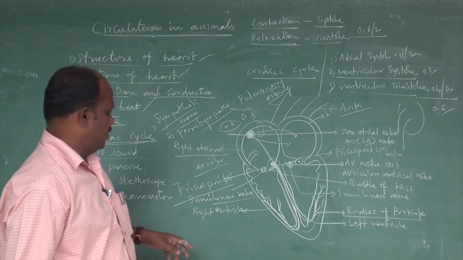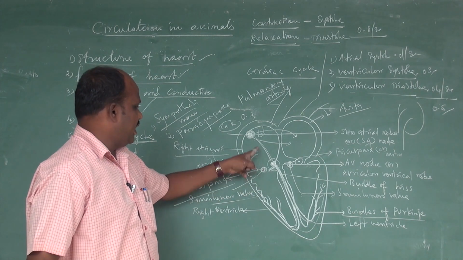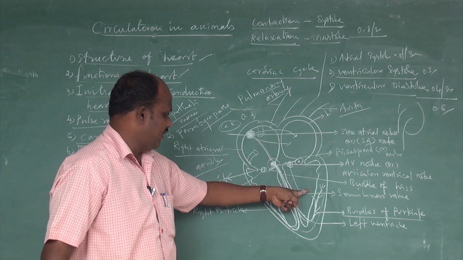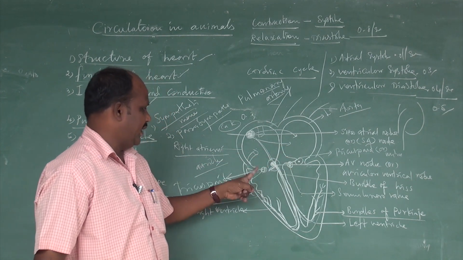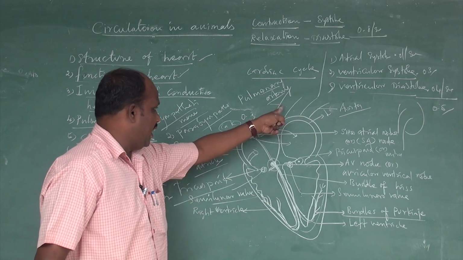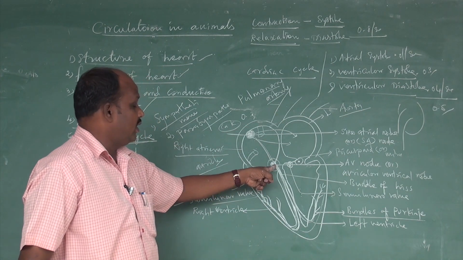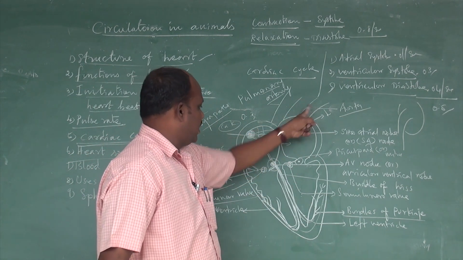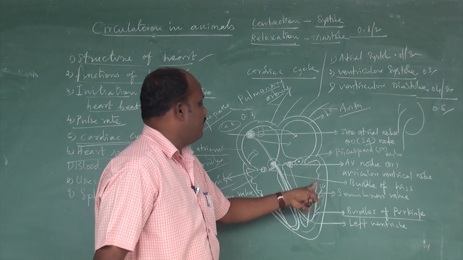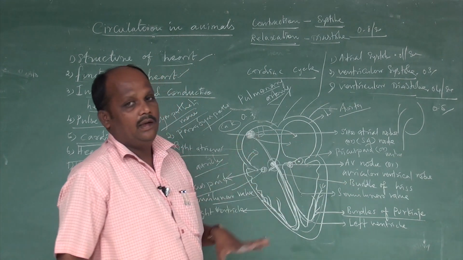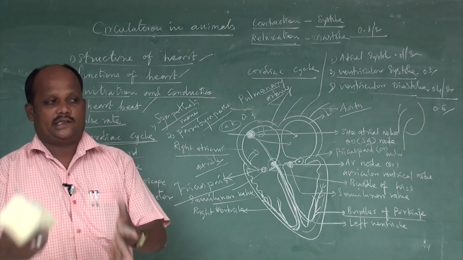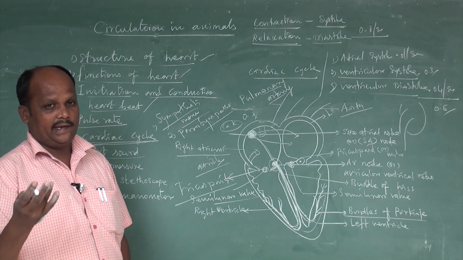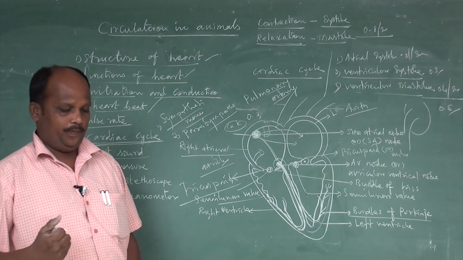Those are the four valves: from the right atrium to right ventricle, the tricuspid; from the left atrium to left ventricle, the bicuspid; from the right ventricle to the pulmonary artery, semilunar valve number 1; and from the left ventricle to the aorta, semilunar valve number 2. These four valves produce the heart sound: tricuspid, bicuspid, and semilunar valves.